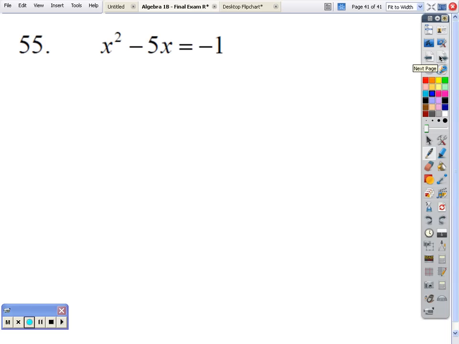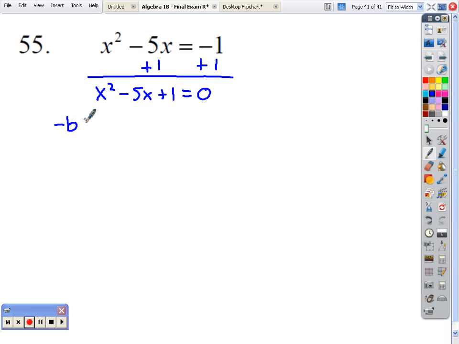Okay, now, there's a little trick here. Before you do anything else in this video, you have to get everything to one side. If you notice, every single problem on 50 through 54 was x squared plus or minus something x plus or minus a number equals 0. Okay, so it has to equal 0 before you can do anything else, before you can try the ABC method or use the quadratic equation. Okay?